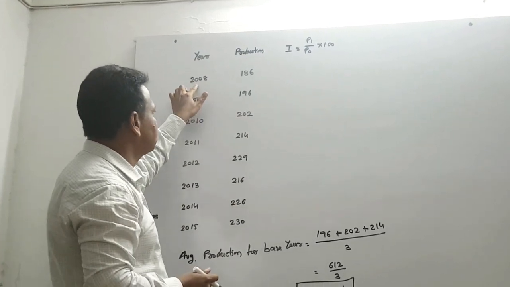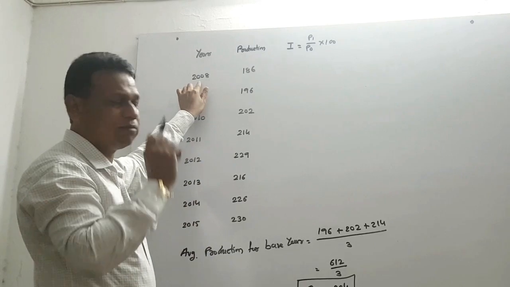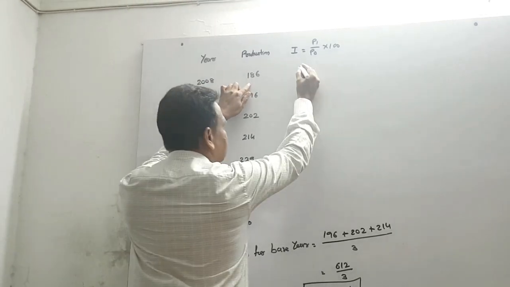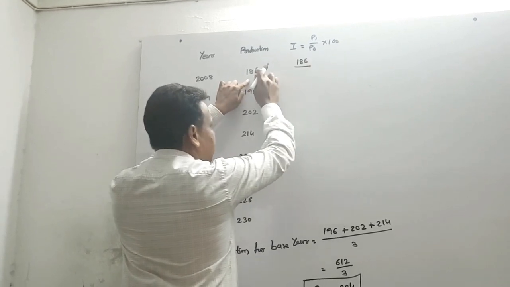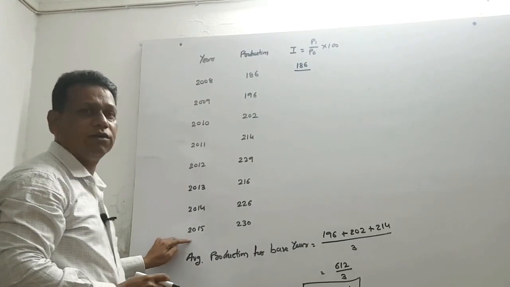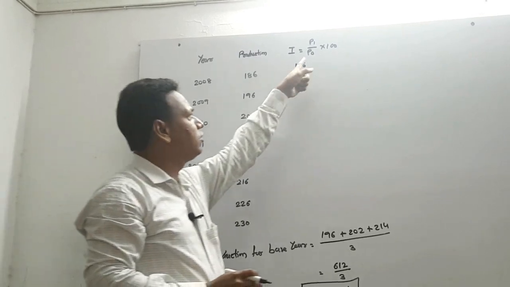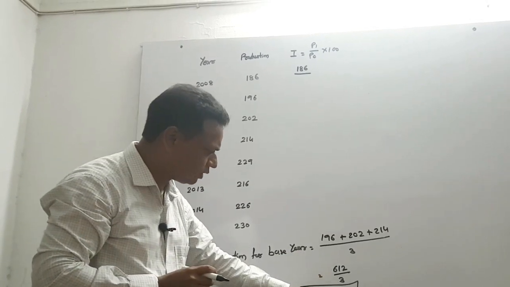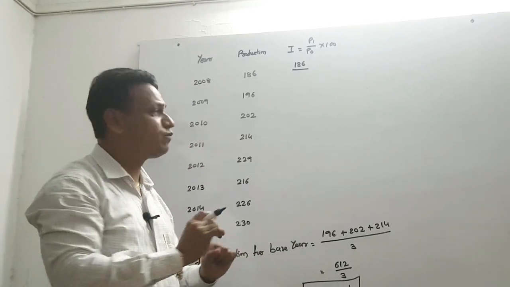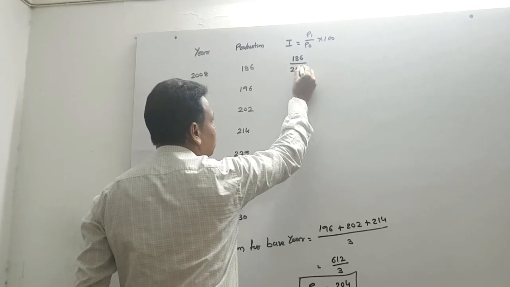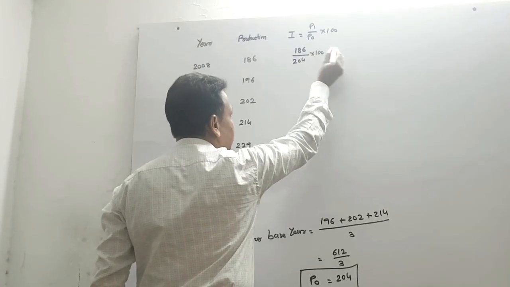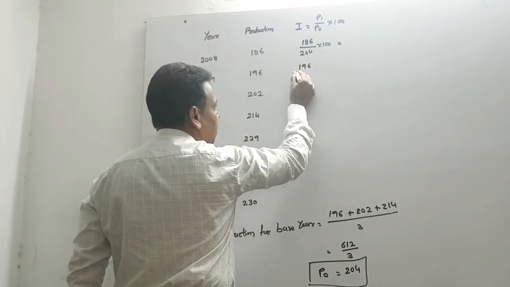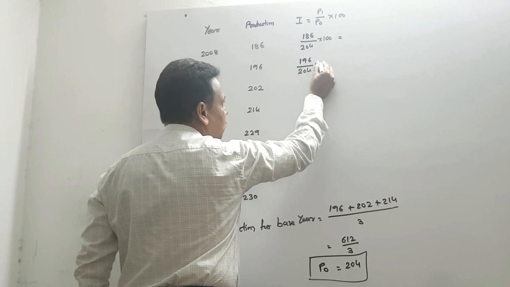So now, the current year is 2008 because we have to calculate the index number for 2008. So 2008 becomes the current year for us. It is 186 divided by P0. There is no single year we have as a base year, but we have to take the average of 3 years' production, which becomes P0. So 204 is our P0. It is a fixed amount, so it is 204 into 100. We have to calculate by using our calculator. So now 196 divided by 204 into 100.